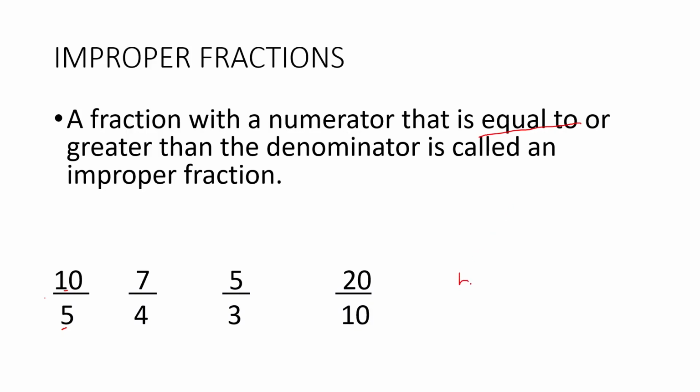So even if we have 5/5, equal numerator and denominator, we also call that an improper fraction. Even if it is 100/100, we still call that an improper fraction. Okay, another example will be 3 and 5/7.